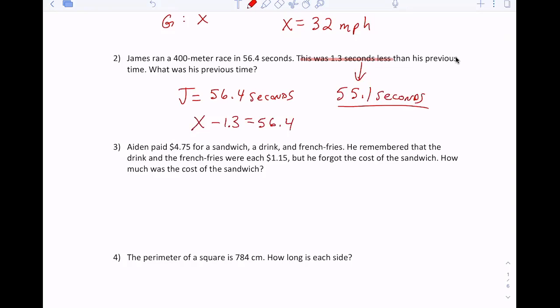So the final answer to solve this is you're just adding 1.3. So the correct answer is actually what? 57.7 seconds. The 55.1 is an incorrect answer. What I was trying to show you is that because people see less than, they automatically subtract and think that's the answer. To solve that equation, you're adding 1.3 to both sides. And this is where you get your calculator if you're not sure, and just do 56.4 plus 1.3. I know that's not difficult, but still.